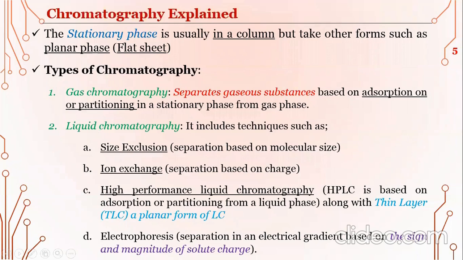When we were talking about gas chromatography, the mobile phase was gas. But in liquid chromatography, we have four different types. The first one is size exclusion, the second one is ion exchange, the third one is high performance liquid chromatography, and the fourth one is electrophoresis. TLC also comes under liquid chromatography, and that's it.